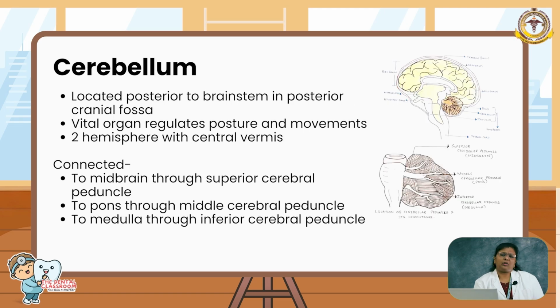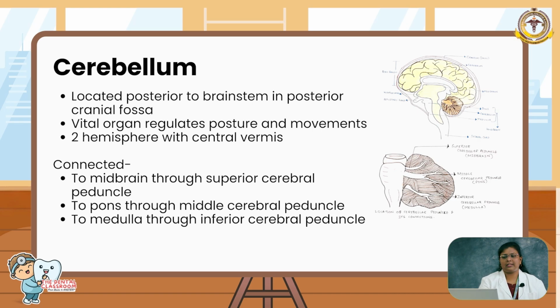So moving on to the topic, what is this cerebellum? The cerebellum is located posterior to the brainstem, mainly in the posterior cranial fossa. The cortical tissue in the cerebellum is folded and divided into two hemispheres, and in the center the cerebellum has a vermis area.